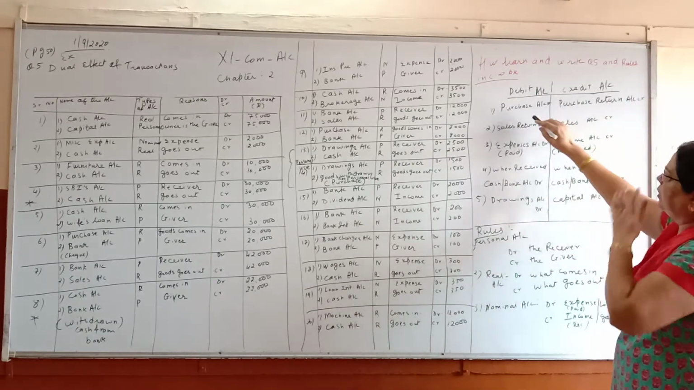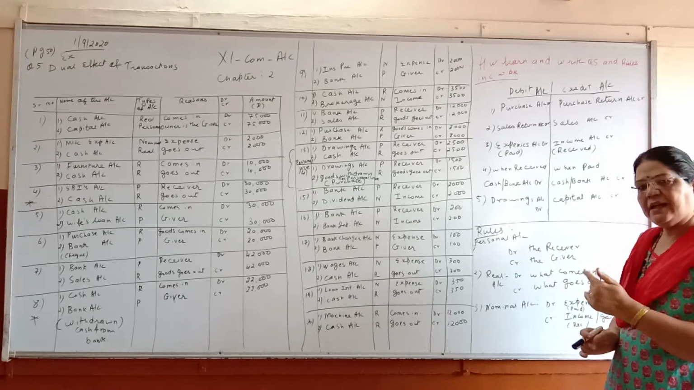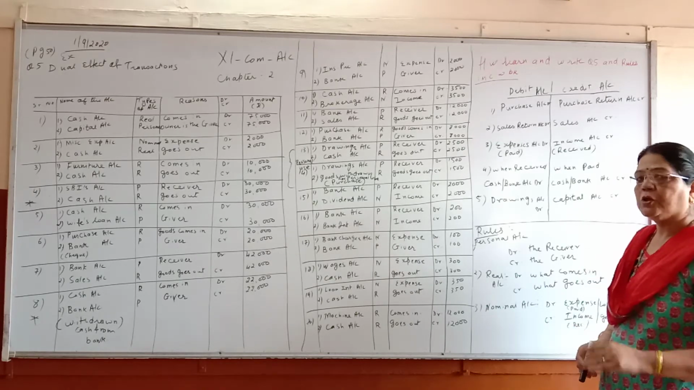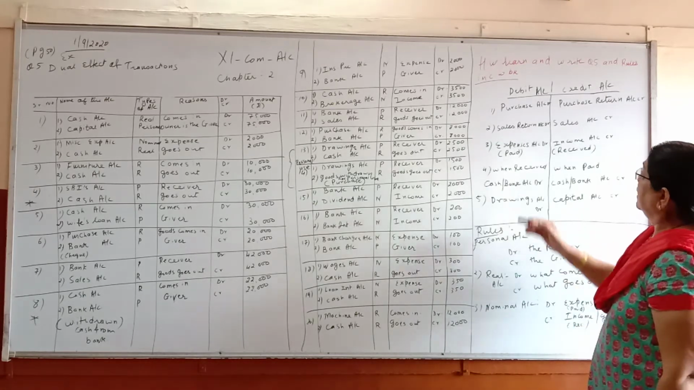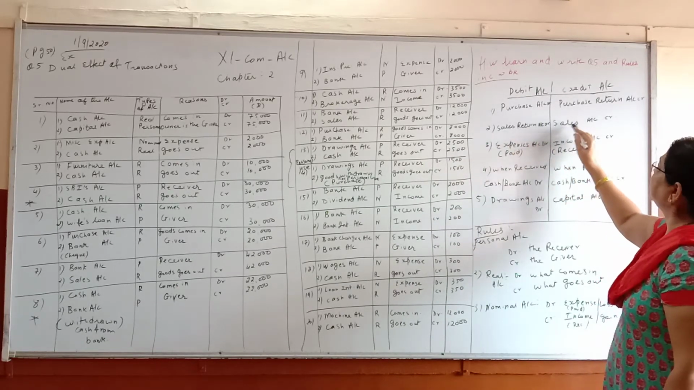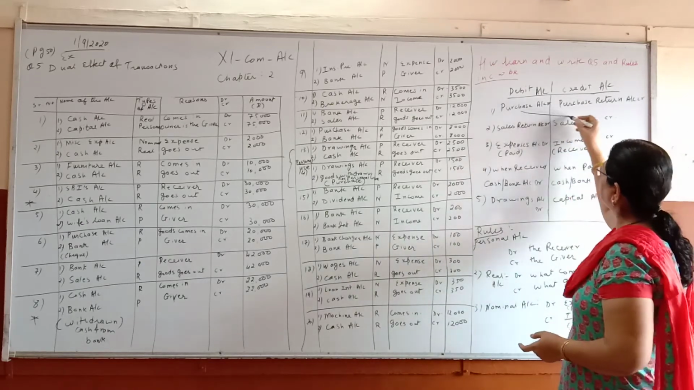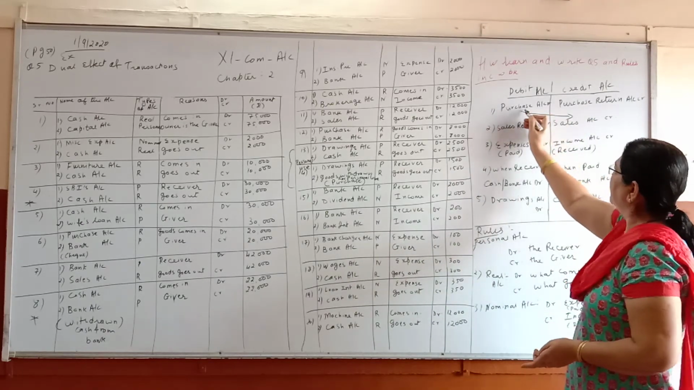You have to remember only one. Purchase account is debited. So if it is purchase return, it will be credited because goods goes out. Sales return account is debited, but sales account is credited. So we have to remember only these two, purchase and sales.